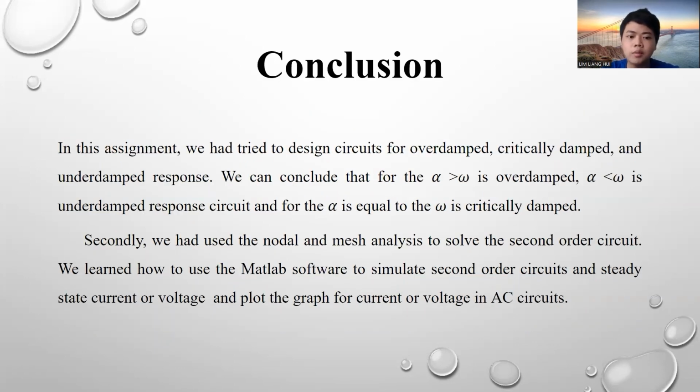Conclusion. In this assignment, we have tried to design circuits for overdamped, critically damped, and underdamped responses. We can conclude that alpha greater than omega is overdamped, alpha less than omega is underdamped, and alpha equal to omega is critically damped. Secondly, we used nodal and mesh analysis to solve the second order circuit. We learned how to use MATLAB software to simulate second order circuits and steady state current or voltage, and plot the graph for current or voltage in an AC circuit.